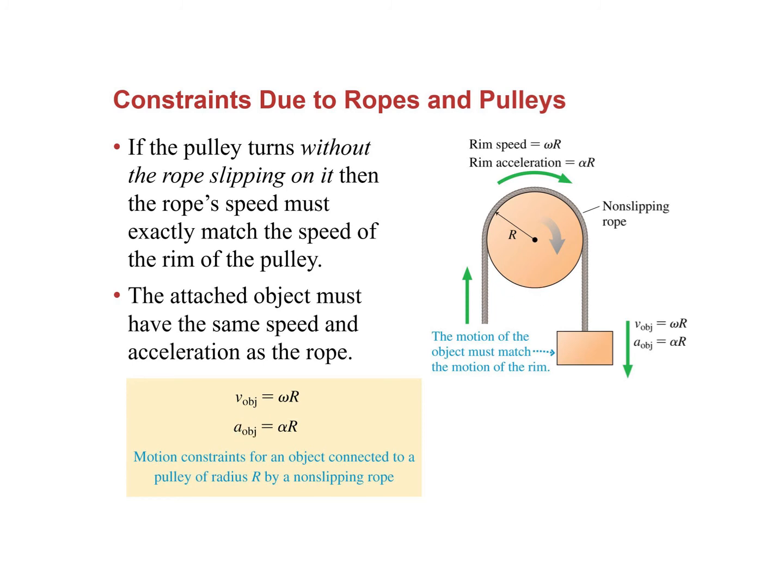Likewise, the acceleration of that object has to be alpha r. That gives us some constraints that we can use to solve some equations.